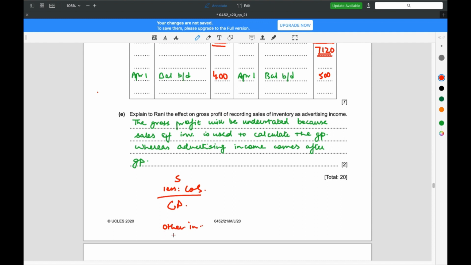as the advertising income. So the problem with this is, if there's no sales up here, it's going to be a gross loss, because there's nothing to count against cost of sales. So in this case, the gross profit will be understated because there's no sales, because sales of inventory is used to calculate the gross profit, whereas advertising income comes after gross profit. So if there are no sales, there's only going to be cost of sales, which is an expense. That is going to go against your profit, and that will result in a loss.